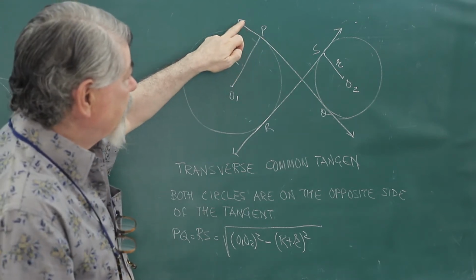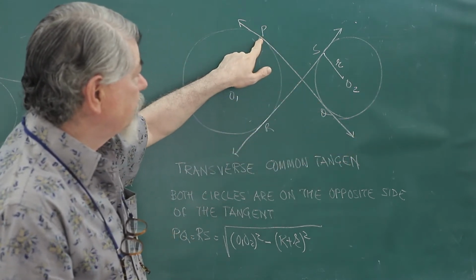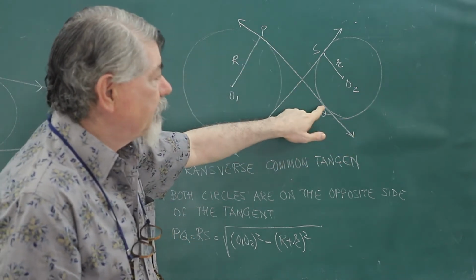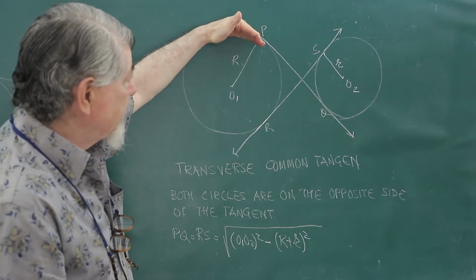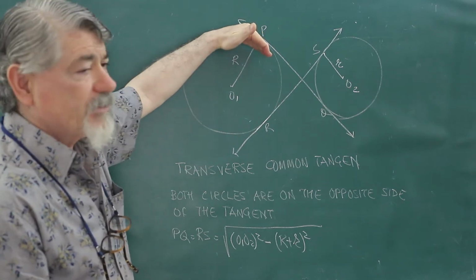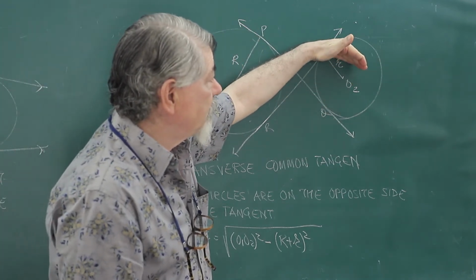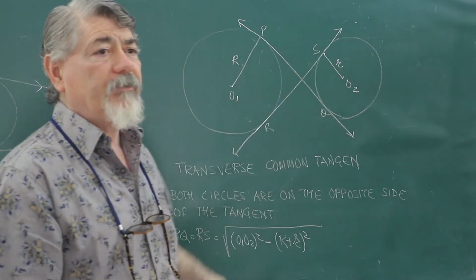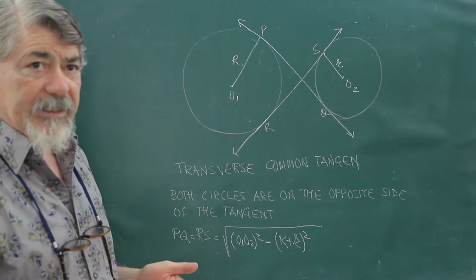Like if you see, I have drawn a line like this and it touches the bigger circle at P and the smaller circle at Q. The bigger circle is lying below P, but the smaller circle is lying above Q. That means they are lying on either side of the tangent.